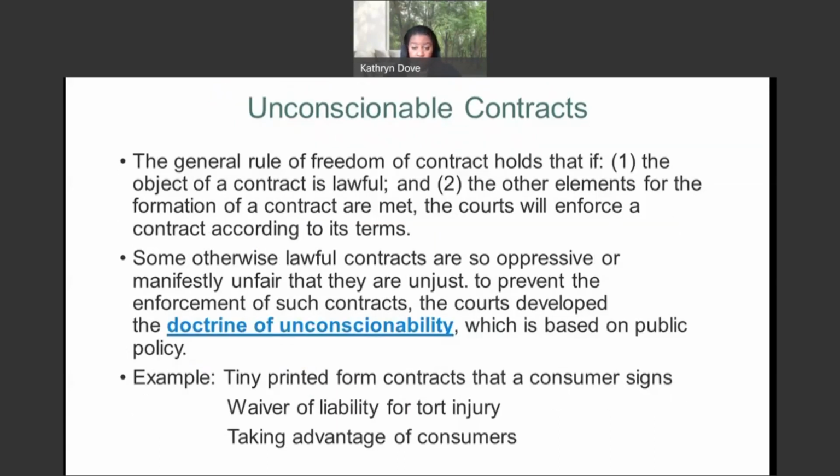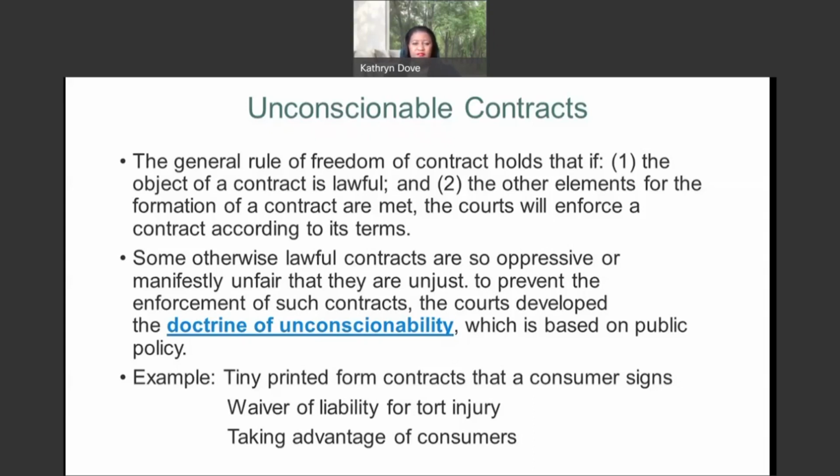Let's talk about unconscionable contracts, contracts that are unfair. The Constitution says that no state shall impair the obligation of contracts. So the right to contract is fundamental in America. It's in the Constitution. No state shall impair the obligation of contract. There is a freedom of contract, though. As long as the object of the contract is lawful and the elements for the formation of the contract are met, the court will enforce private parties' agreements according to their terms.